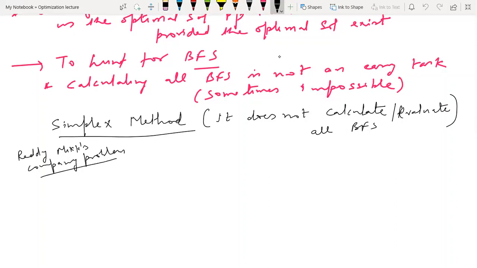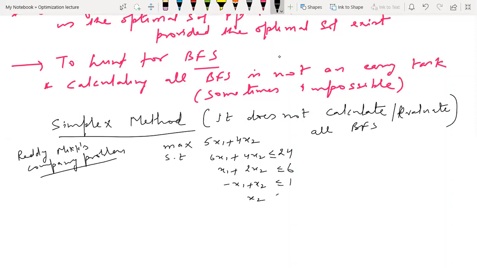It says that you have to maximize the total revenue 5x1 plus 4x2 subject to the constraints 6x1 plus 4x2 less than or equal to 24, then x1 plus 2x2 less than or equal to 6, then minus x1 plus x2 less than or equal to 1, and x2 less than or equal to 2. Okay, so this is my problem.